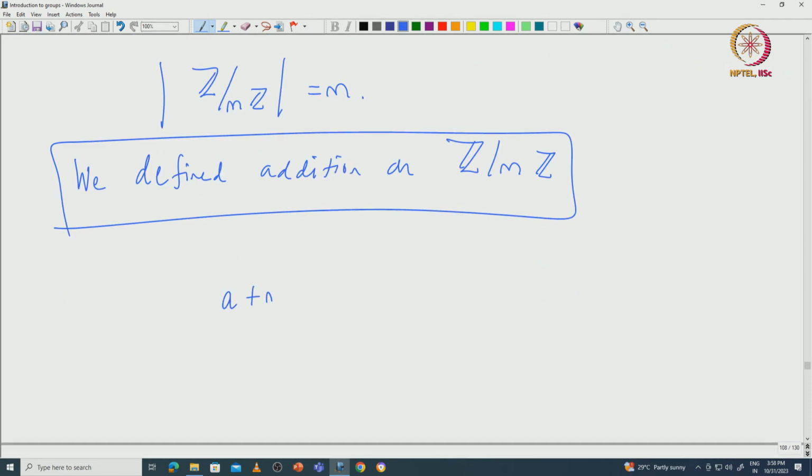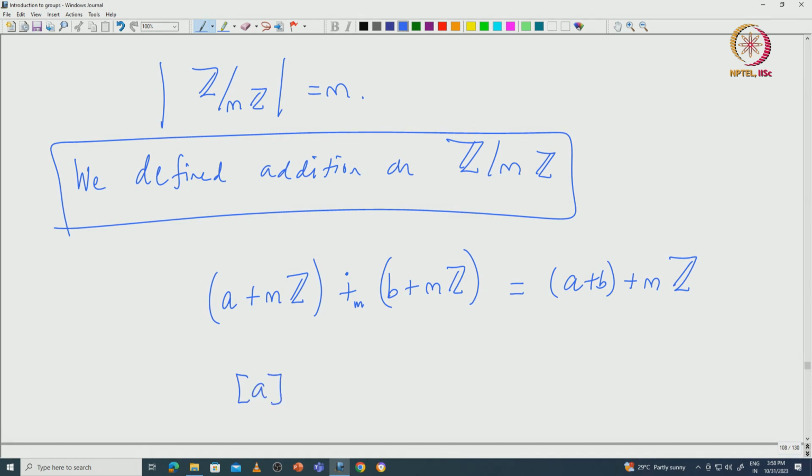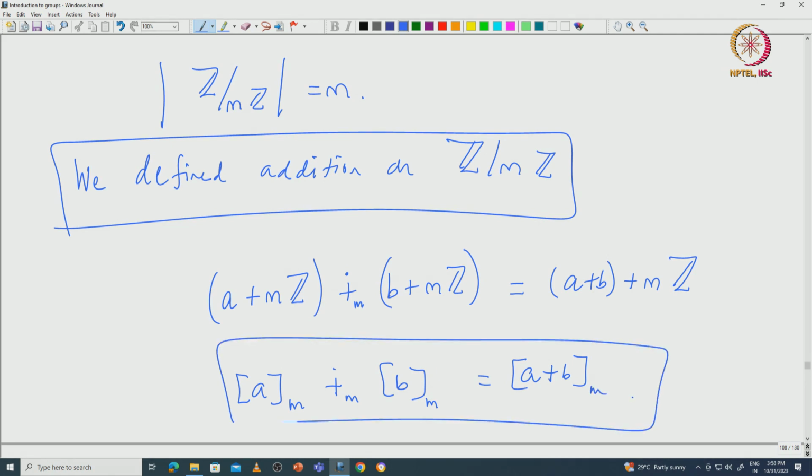You take A plus MZ, and then you define this addition, maybe put a dot here, B plus MZ. I will call it addition modulo M. This is defined to be A plus B plus MZ. So this is how we are defining the addition. For example, in the congruence class notation, if you take the residue class A modulo M plus the residue class B, then it is defined to be A plus B. This is how we have defined the addition.